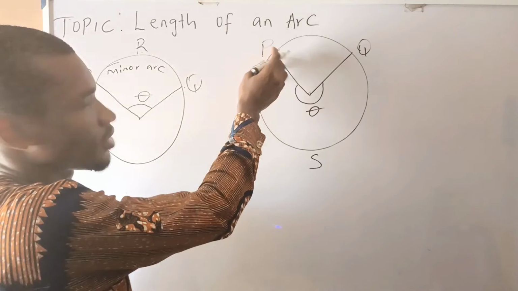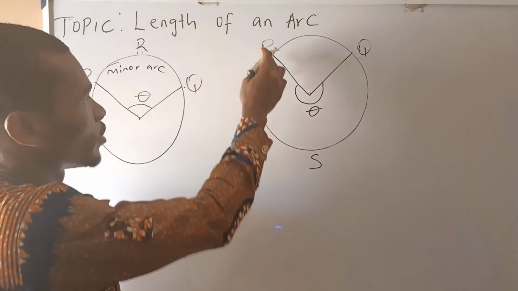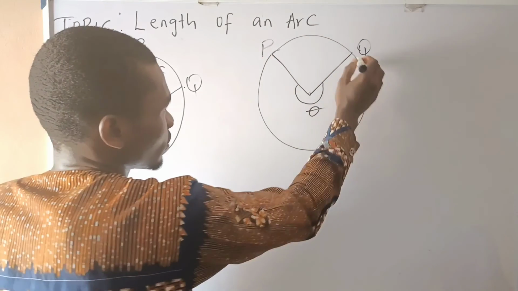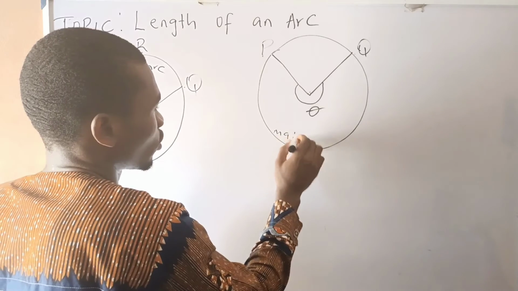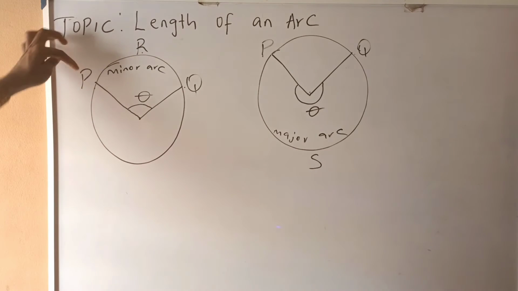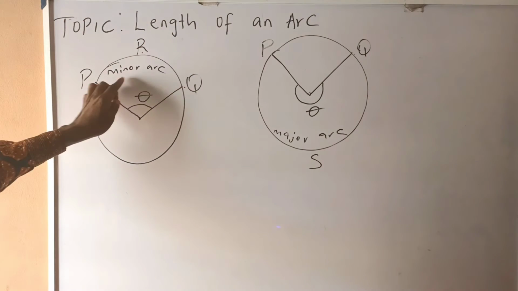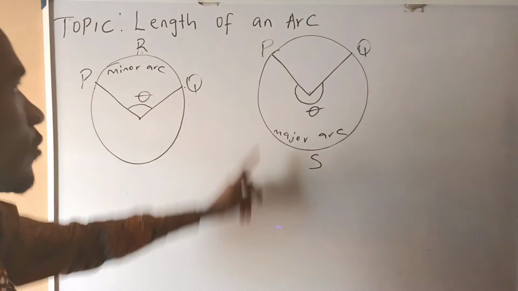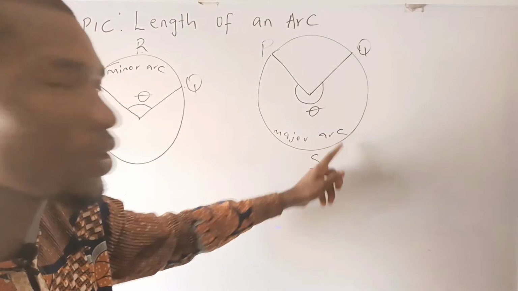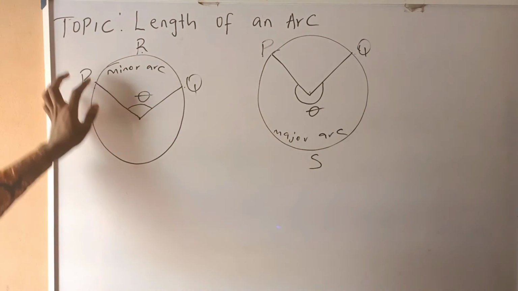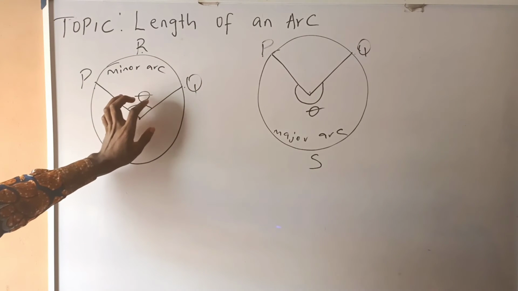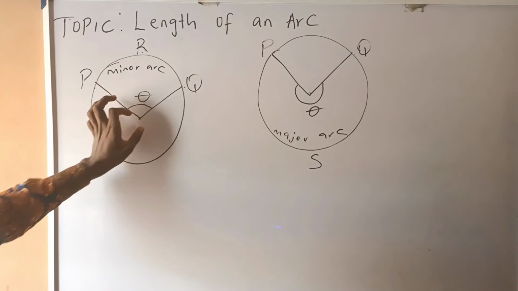Then, looking at this second part of the diagram, PSQ, which is from this point to this point, we call it the major arc. So automatically, the distance from point P up to point Q is called the minor arc, and also the distance from point P through S up to point Q is called the major arc. Hence, every given arc together with the radius subtends a given angle at the center of a circle.